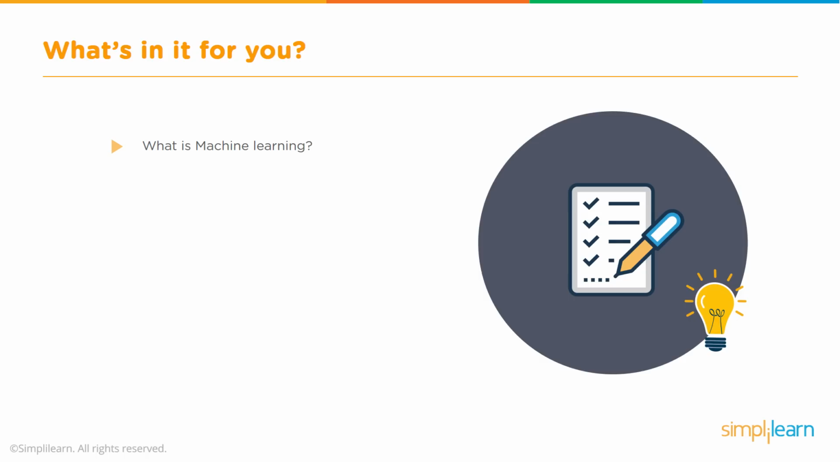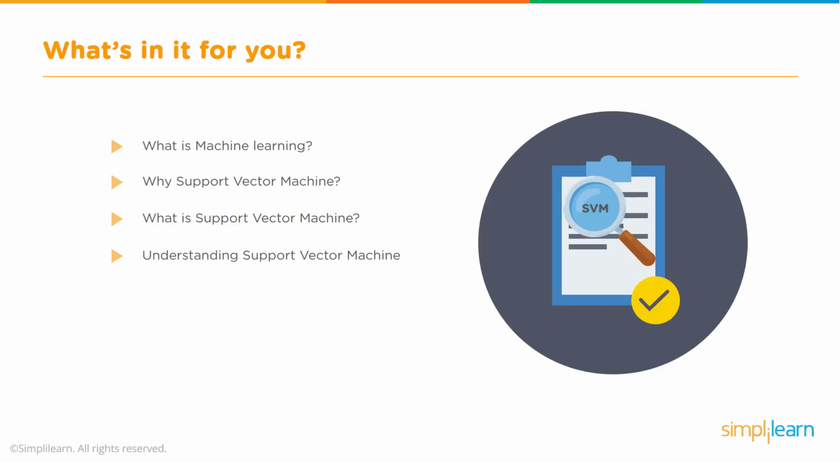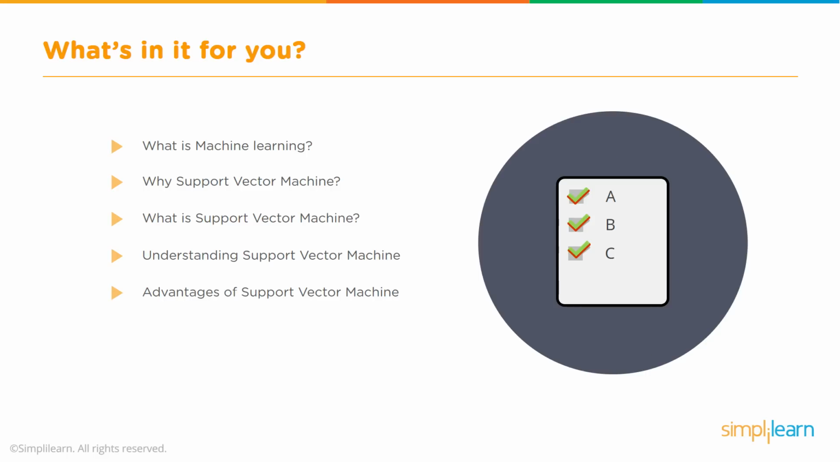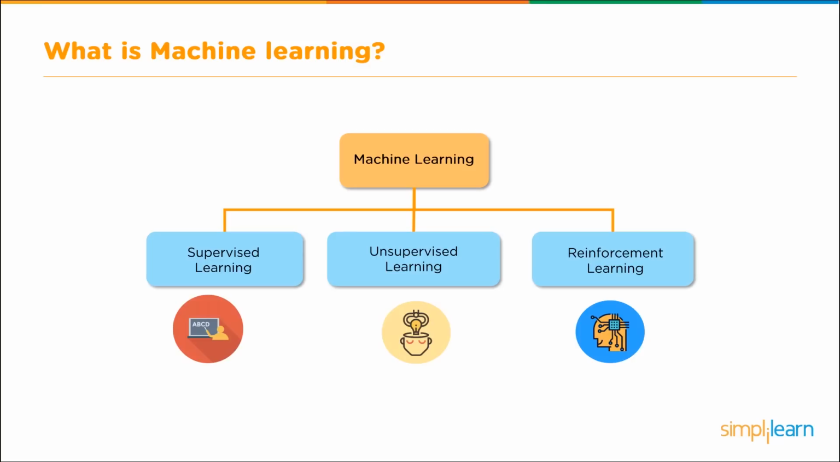What's in it for you? Today we're going to cover 6 different sections. We're going to start with what is machine learning, so we can see where the vector machine fits in. Why the support vector machine? What is a support vector machine? And understanding the support vector machine. Once we go through an understanding of how it works and what it looks like, we're going to look at the advantages of support vector machine and finally dive into a use case in Python where we'll write some script on it.